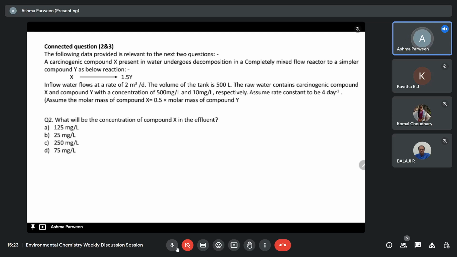So we have been given a CMFR, that is, a completely mixed flow reactor. We have been given K. We have been given the flow rate along with the initial concentration, and we have also been given the volume, and we have to find out the concentration of X in the effluent. So I give you all 5 minutes. Just solve and write your option in the chat box.